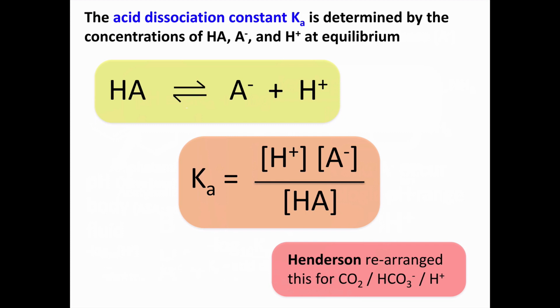Now what Henderson, of Henderson-Hasselbalch fame, did was to rearrange this equation for when the acid in question is CO2, which we know can combine with water to form carbonic acid, and which can then dissociate into bicarbonate, HCO3-, and H+.